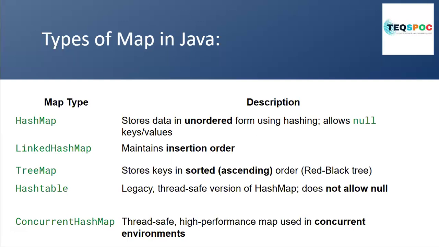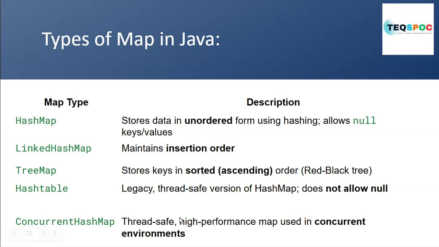So HashMap is basically a class that implements the Map interface. HashMap internally uses a hash table, and to insert data into the hash table it uses the hashing technique. HashMap stores data in key-value pairs, and HashMap is not synchronized. LinkedHashMap maintains insertion order. TreeMap stores the data in sorted ascending order and uses a red-black tree. Hashtable, we know, is a legacy class that is synchronized. Synchronized means thread safe. Hashtable comes under Dictionary.